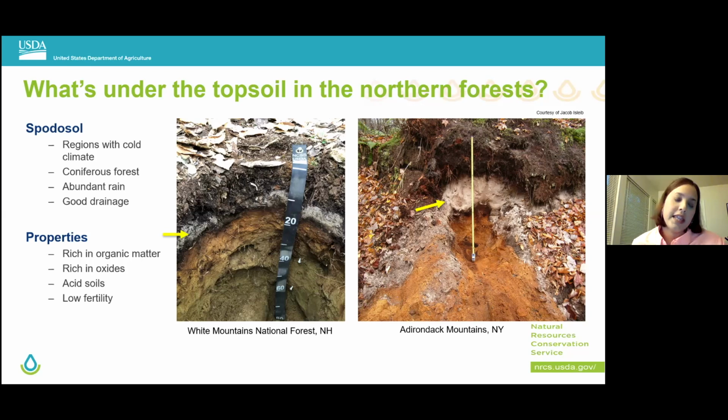And that kind of soil is a spodosol. A spodosol is one of the 12 soil orders that I mentioned at the beginning. And those soils are going to be found in regions with cold climate and coniferous forest, in places with abundant rain and good drainage. Some of the properties of these soils is that they're rich in organic matter, like I said, because they're happening in forests. They're rich in oxides, but they're acid. They're very acid soils.